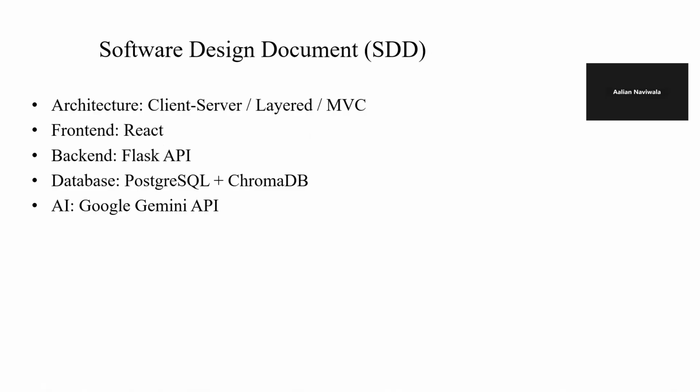After defining the requirements, the next step was designing how the system would be built. The software design document describes the overall architecture and the technologies that will be used. The application follows a client-server architecture using layered design and the model-view-controller pattern. The front end is planned to be developed using React, while the backend will use Flask. PostgreSQL will store user data and application data. ChromaDB will manage document embeddings for retrieval, and the Google Gemini API will provide the AI capabilities for answering questions and generating study materials.